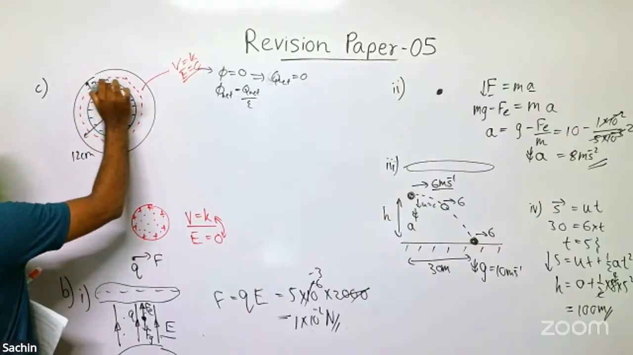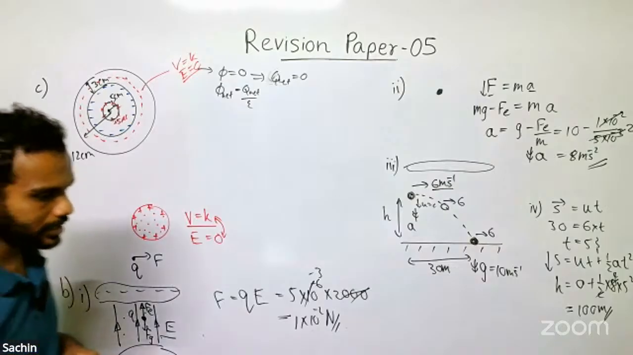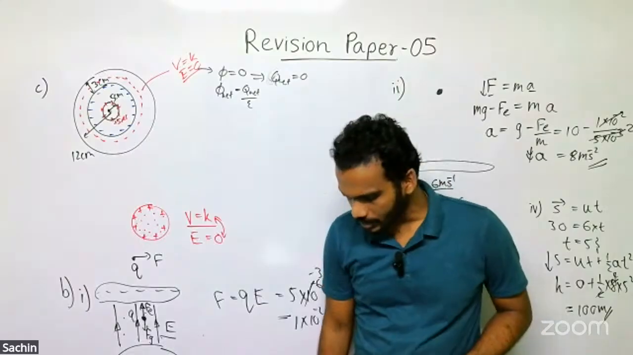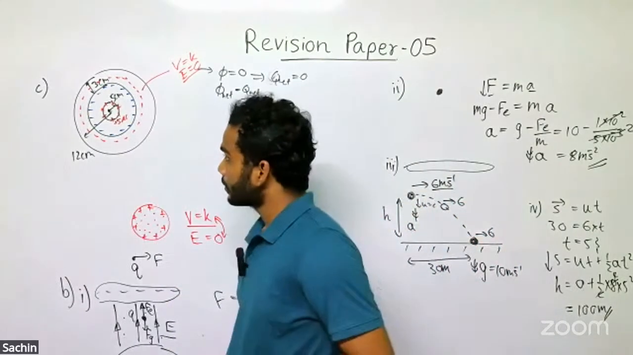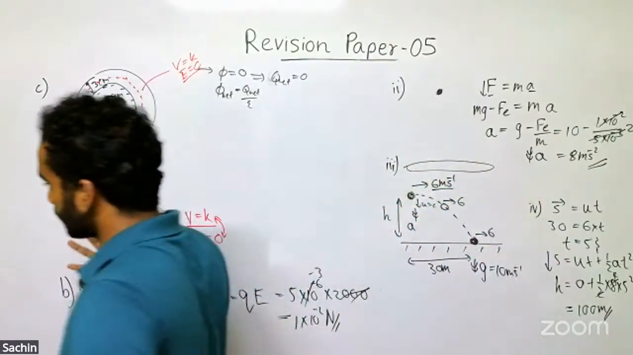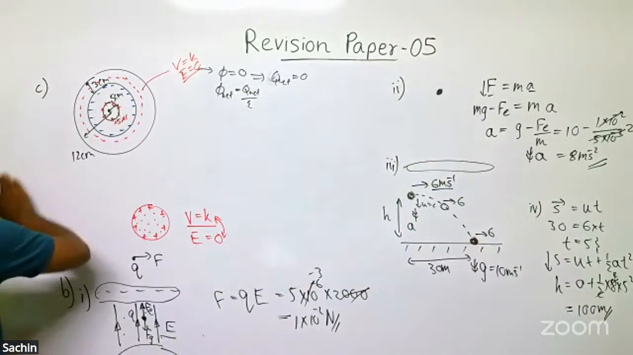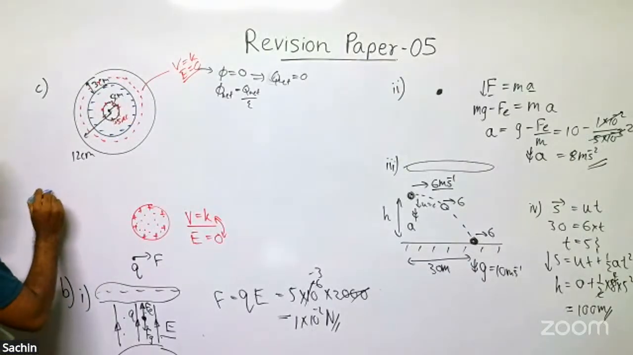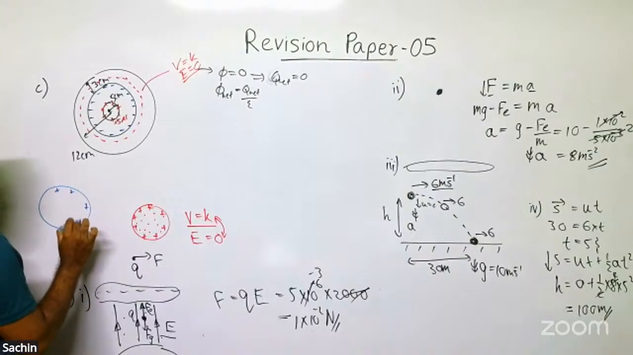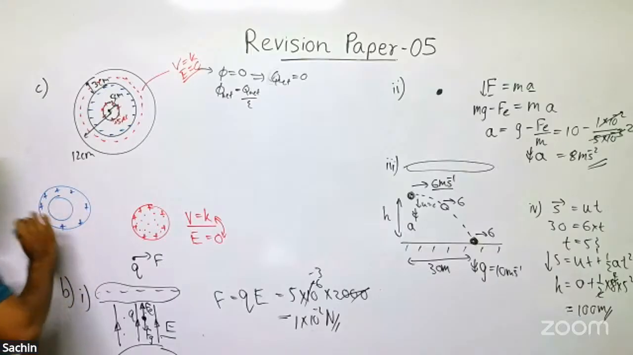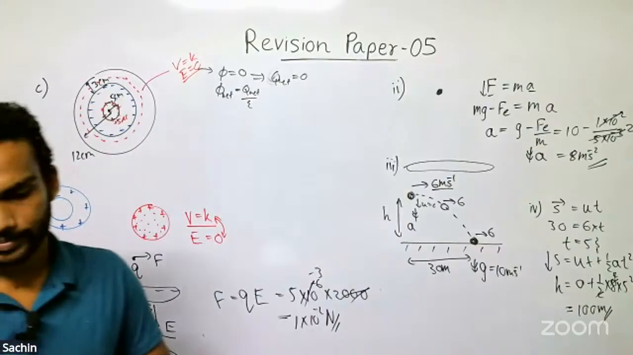Even if there is no charge, because of the external electric fields, they will distribute their charges such that the potential affected for the shell becomes equal.